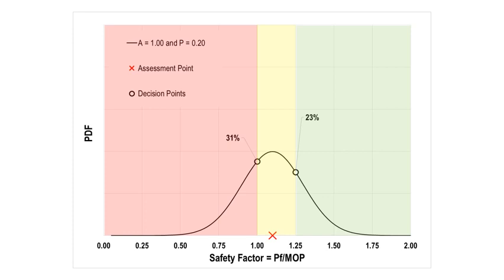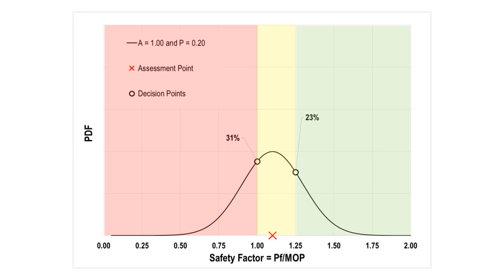Now, because of an accuracy of 1.0, that normal curve is centered exactly on my assessment point. But because I have a 20% standard deviation, I have a relatively wide normal curve, meaning that I can't entirely trust that calculation I've done.